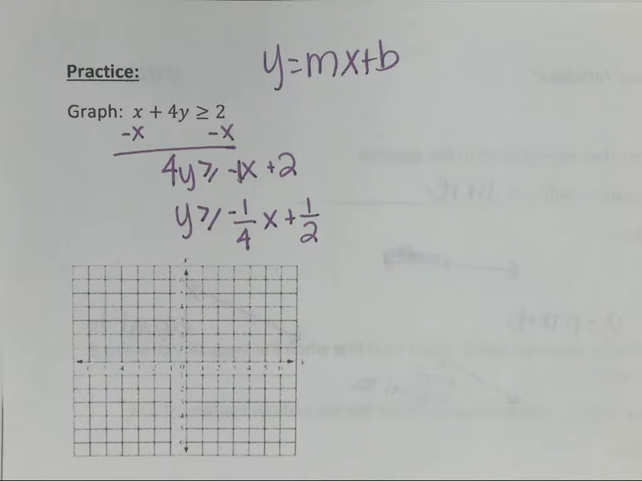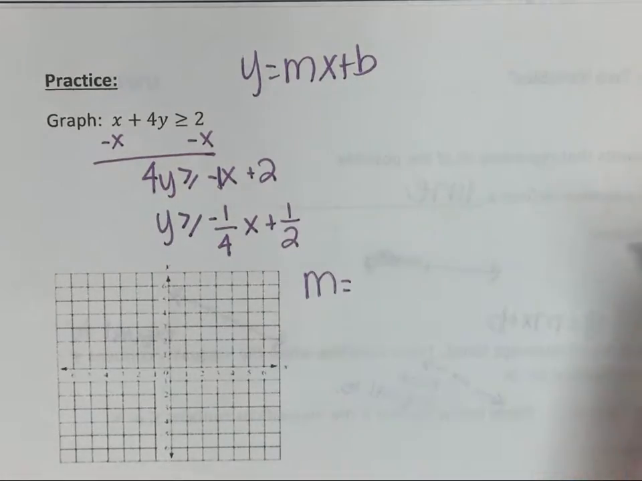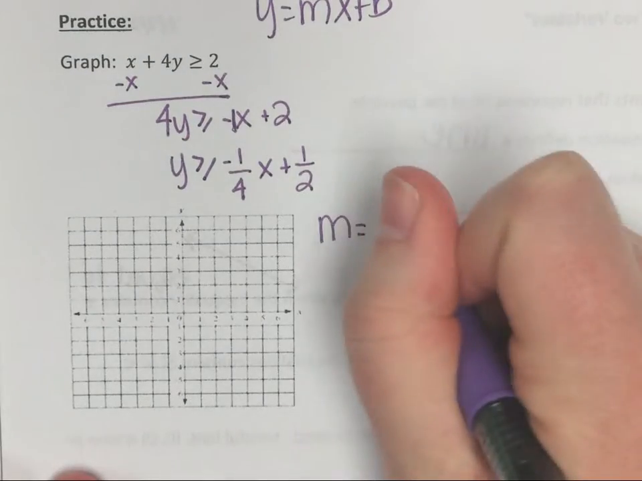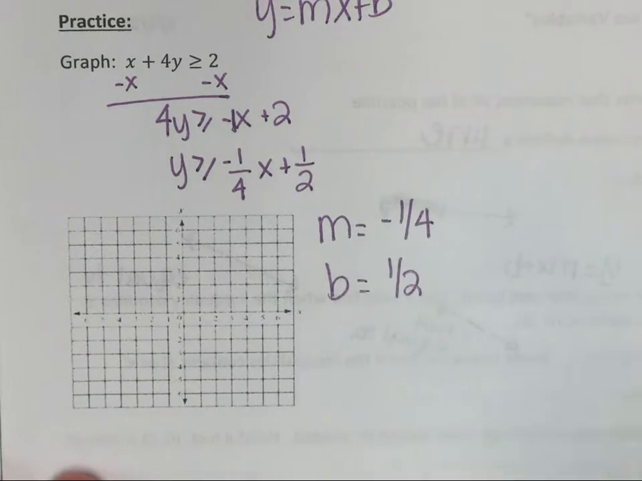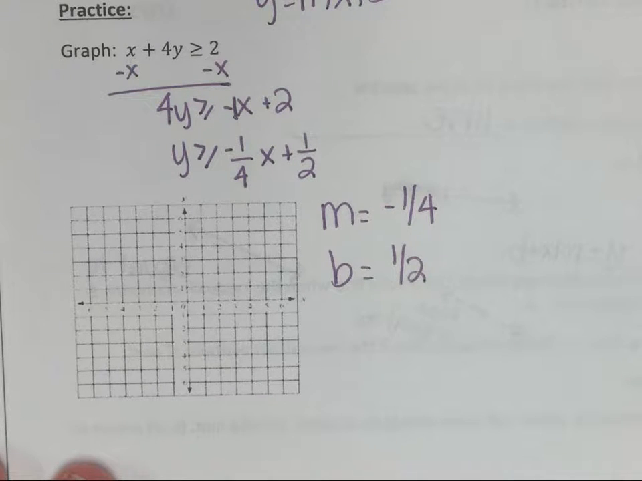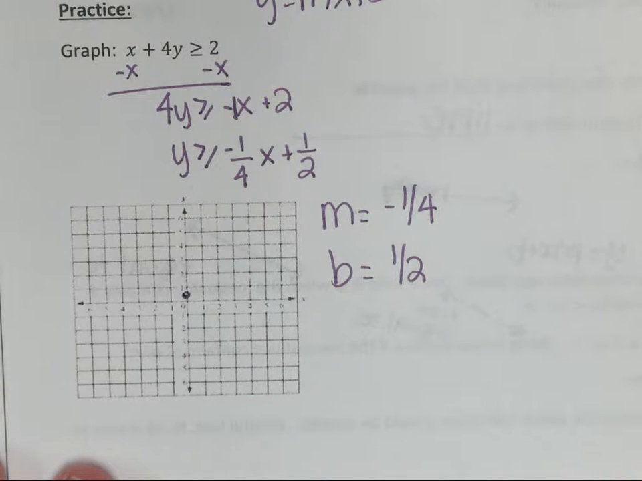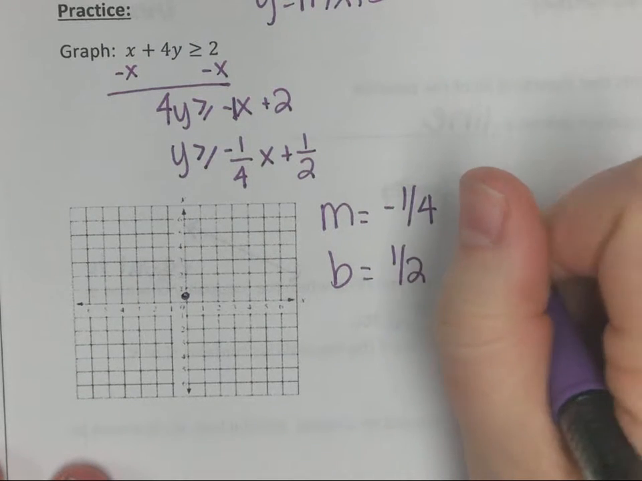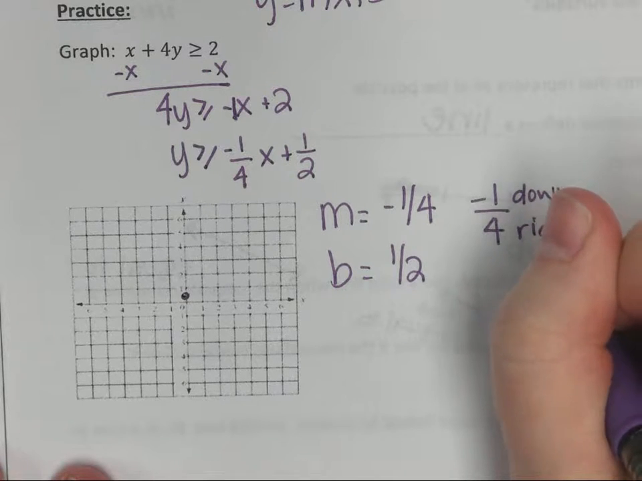Okay, so now we have to graph. The two things we have to pull from this are m, which is -1/4, so that's our slope, and b, which is 1/2, so that's our y-intercept. What do we graph first? The y-intercept, so 0.5. Where is that 1/2 going to be? In between 0 and 1. And then from there, our slope says -1/4, so that is down 1 and right 4.